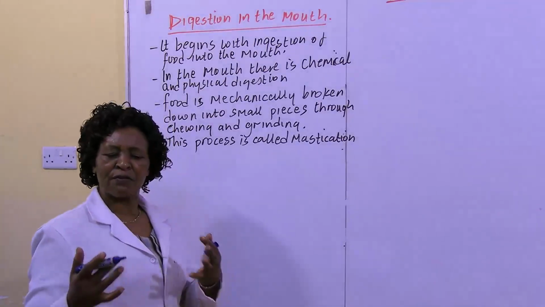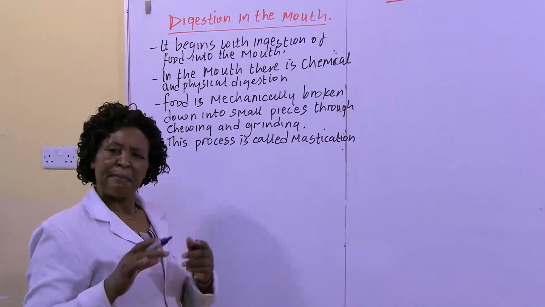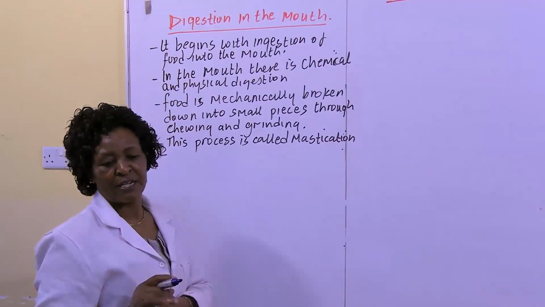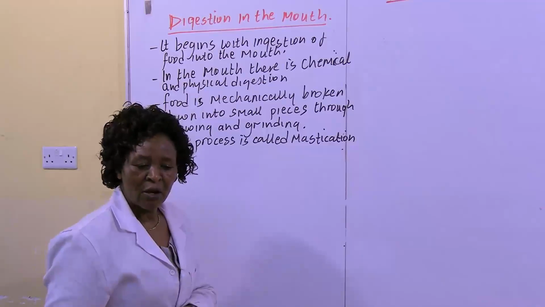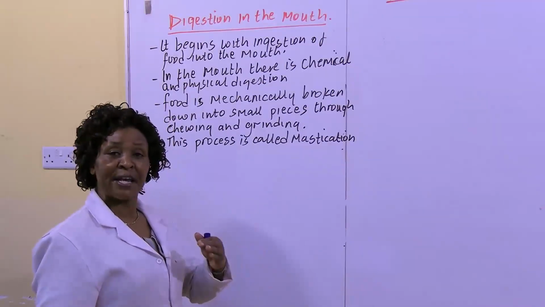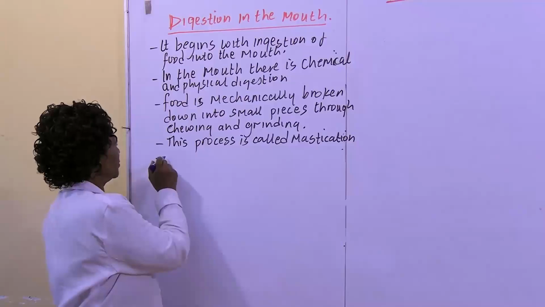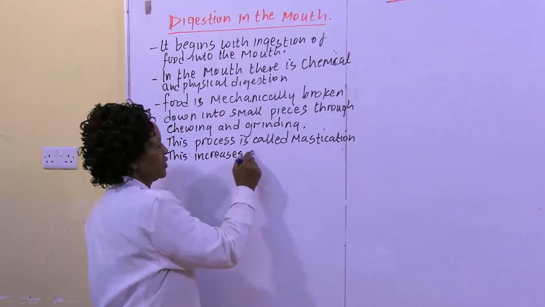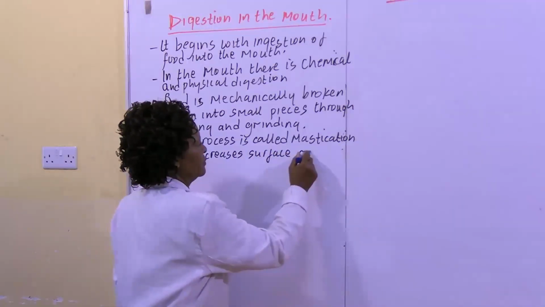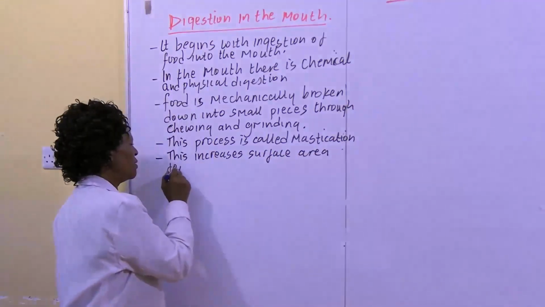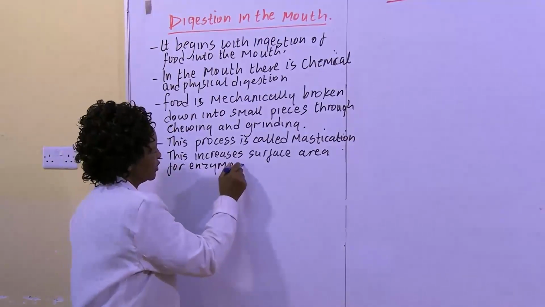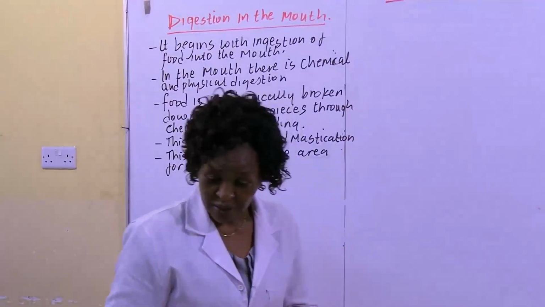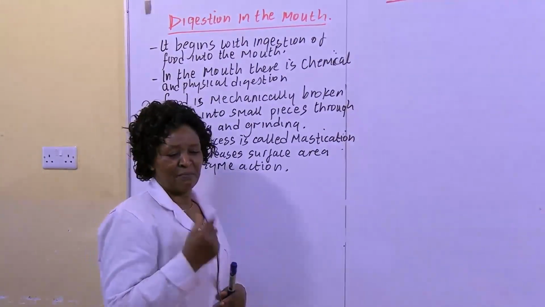What is the importance of this process of mastication? Breaking down the food into small pieces increases the surface area for enzymes to act on the food. Therefore, it is not in vain that you chew. Chewing is very important.